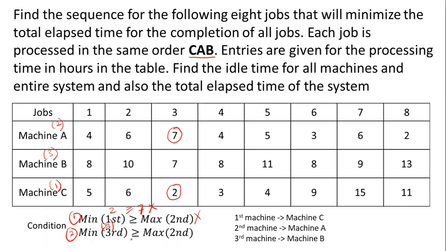Now we get to the second statement, the minimum of the third, which is mission B. Look into this entire row. Here also 7 is the minimal value. So 7 is greater than or equal to the max of the second, and the maximum of the second is again 7. So 7 is greater than or equal to 7, which is equal, so this condition is satisfied. The second condition is satisfied. Now we are going to convert this 3 mission problem into a 2 mission problem for the next set of operations.